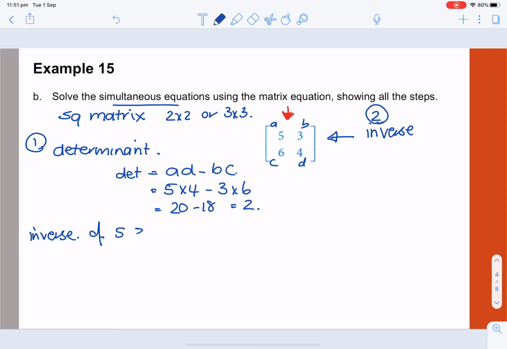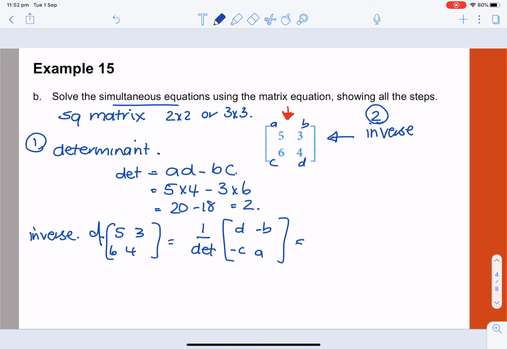of 5, 3, 6, 4 is equal to, remembering we need to do 1 over the determinant, then we need to swap our A and D, so we end up with D and A, and we need to do negative B, negative C. So in this case, my determinant is 2, so I'm doing 1 over 2. My D value is 4, open my bracket, 4, my A value is 5. My B value is 3, I make that negative 3. And my C value is 6, and I make that negative 6 and put a bracket around it.